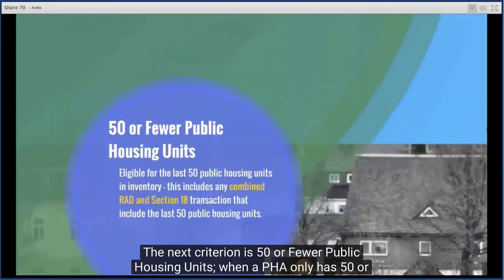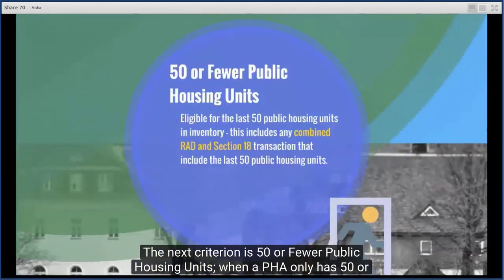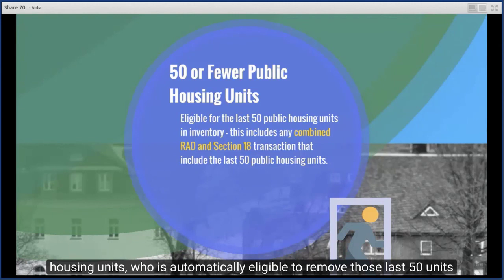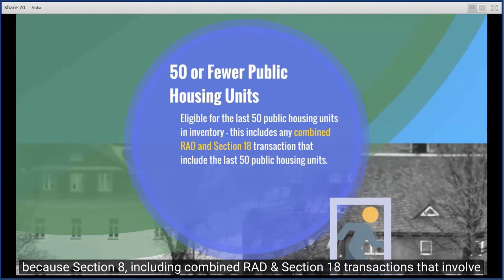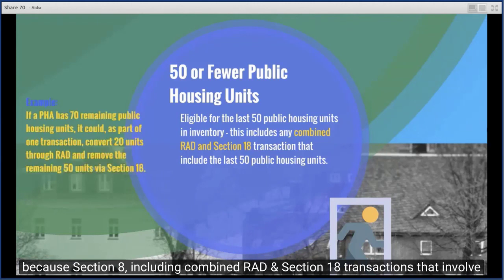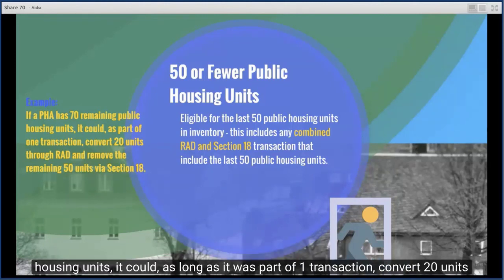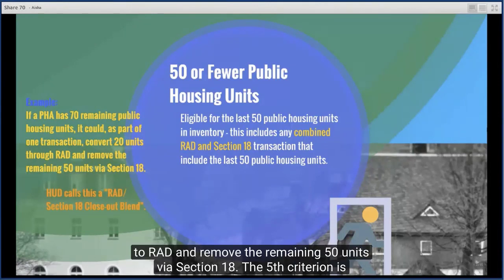The next criterion is 50 or fewer public housing units. When a PHA only has 50 or fewer units, or when a larger PHA gets down to its last 50 public housing units, it is automatically eligible to remove those last 50 units via Section 8, including combined RAD and Section 18 transactions that involve the last public housing units. For example, if a PHA has 70 remaining public housing units, it could, as long as it was part of one transaction, convert 20 units through RAD and remove the remaining 50 units via Section 18.